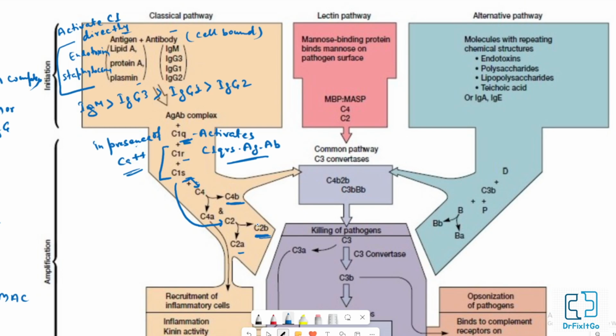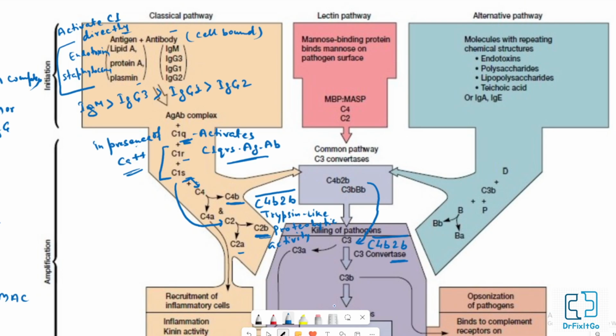Some books refer to it as the A fragment. With the binding of 2b and 4b, an enzyme with trypsin-like proteolytic activity is generated. A natural substrate for this enzyme is C3. Thus, it is termed a C3 convertase.